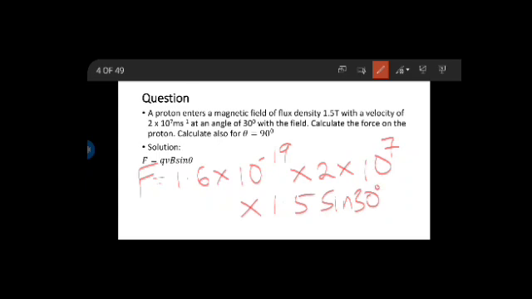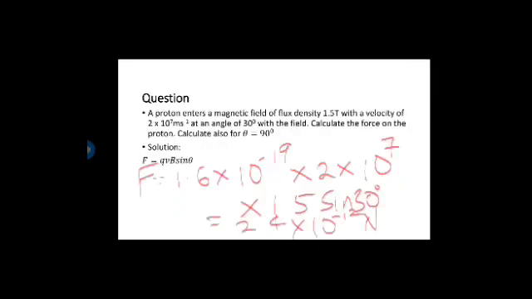So if I calculate this, that's 1.6 times 10⁻¹⁹. I have a calculator by my side here, so I'm trying to get that quickly. 2 × 10⁷ multiplied by 1.5, then sine 30. So that is giving us a value of 2.4 × 10⁻¹² newtons. Okay, so this is what we are getting, 2.4 × 10⁻¹² newtons.